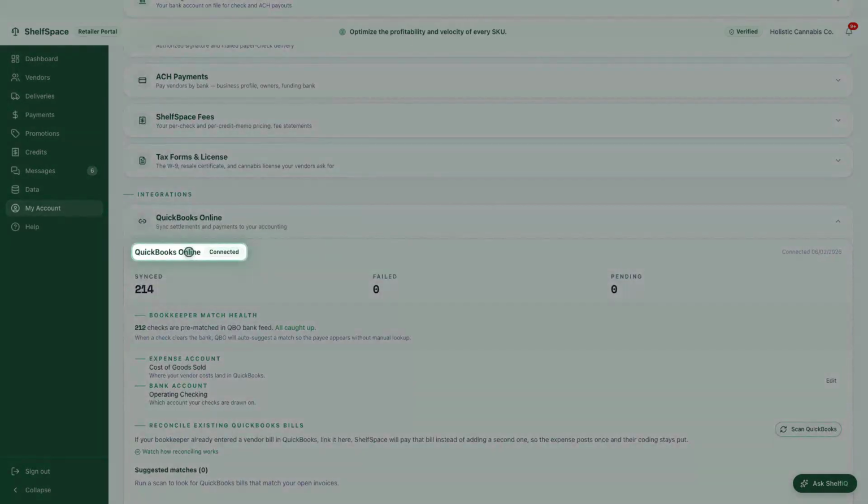And here's the part worth trusting. ShelfSpace only ever touches what ShelfSpace created. It will not edit, delete, or renumber a bill your bookkeeper entered by hand. Your chart of accounts stays yours. Your coding stays yours. And when something can't be done cleanly, it gets handed to a person instead of guessed at.